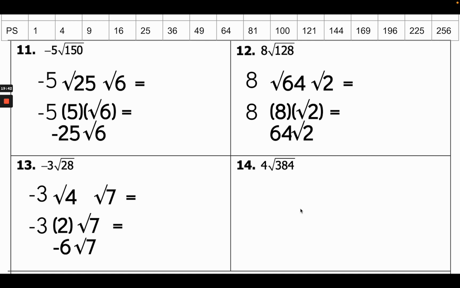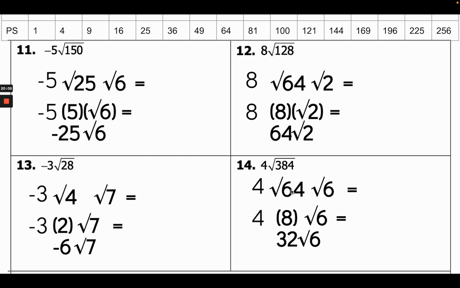And lastly, number 14, we have 4 times the square root of 384. Again, you need to figure out 384. I would have pulled out my calculator and just started looking at numbers that are less than 384 and asked, what goes into 384? And you should have figured out that it's 64 and 6. I can simplify the square root of 64 to 8. I'm going to drop everything else. 4 times 8 is 32. 32 times root 6 is just 32 root 6.